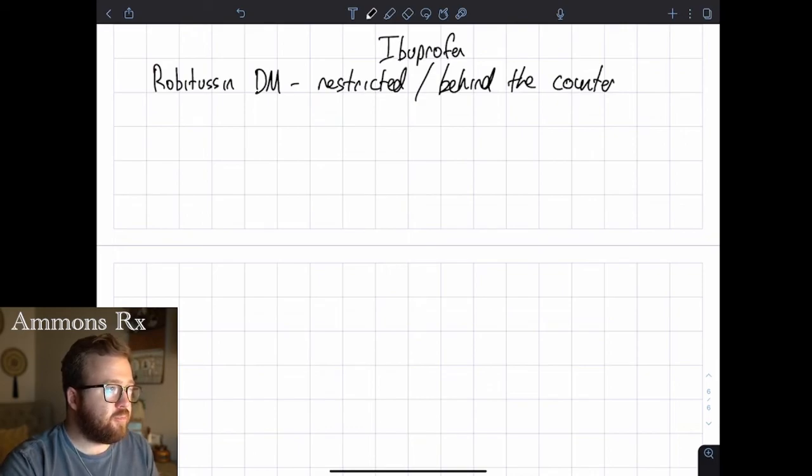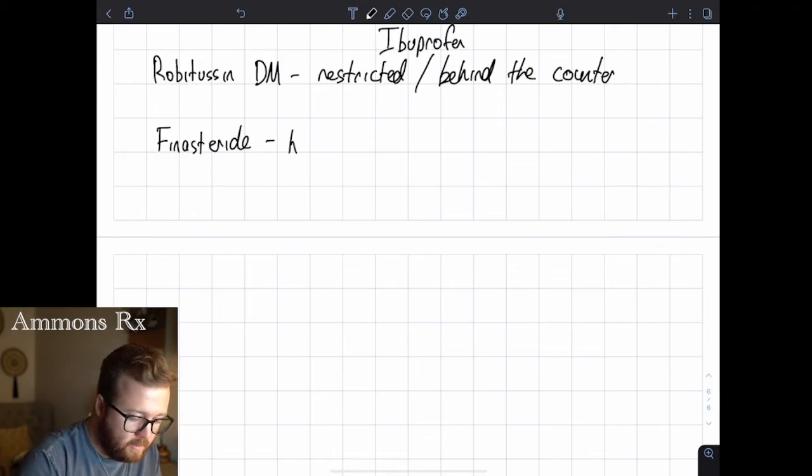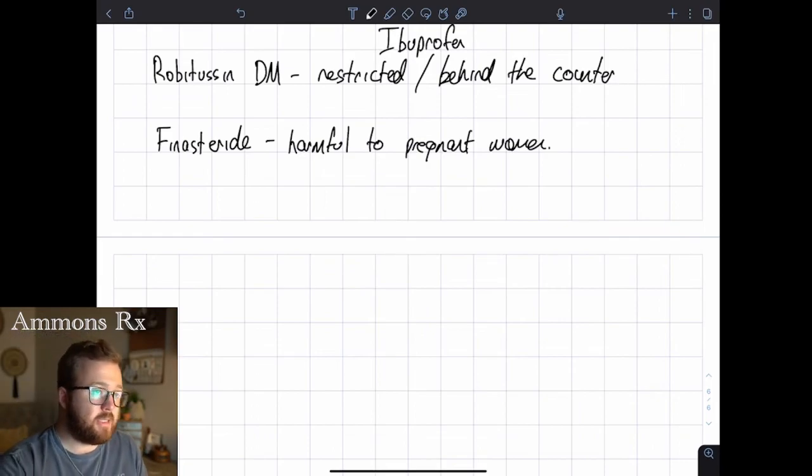A pharmacy technician that is pregnant should not handle this due to risk to the fetus. So that is going to be the drug finasteride. Harmful. So usually what will happen is if this needs to be dispensed, usually a male pharmacy technician or a pharmacist would dispense this, or someone who is not pregnant. It won't jump out at you, but this is just a precaution because it can be harmful to the fetus.